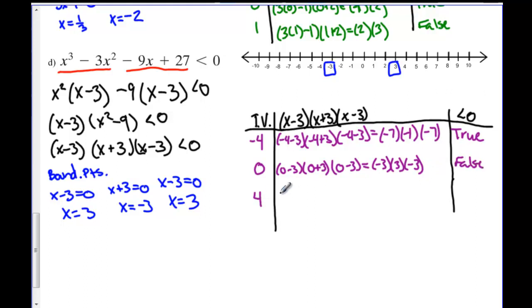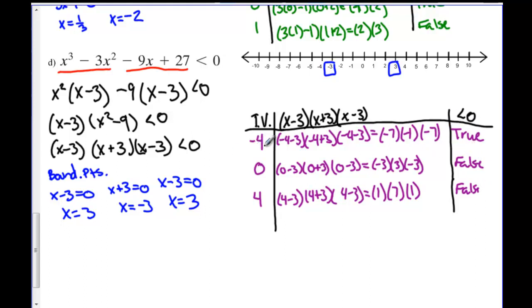All right, now let's plug in our 4. So we're going to have 4 minus 3, 4 plus 3, and 4 minus 3. So the 4 minus 3 is going to give us a 1. 4 plus 3 is going to give us a 7. 4 minus 3 is going to give us another 1. 3 positives gives us a positive. Positive is less than 0. False.